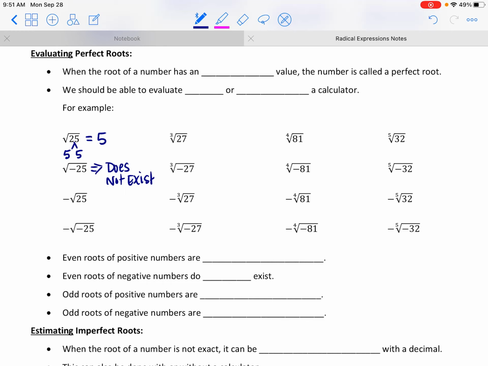Now if we move the negative on the outside, this is saying multiply the square root of 25 by a negative 1. So we know the square root of 25 is 5. Well, we can definitely multiply by a negative 1. So this answer is going to be a negative 5.